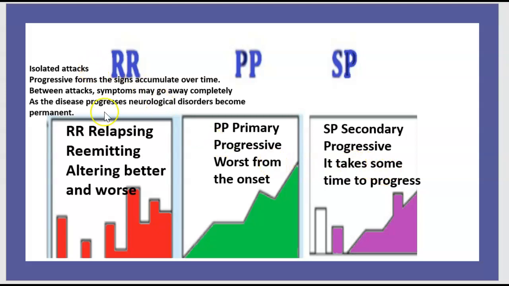It could be an isolated attack. In the progressive form, symptoms accumulate over time. Between attacks, symptoms may go away completely. As the disease progresses, neurological disorders become permanent.